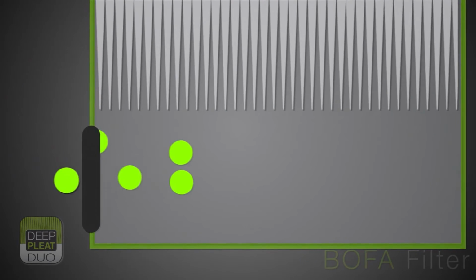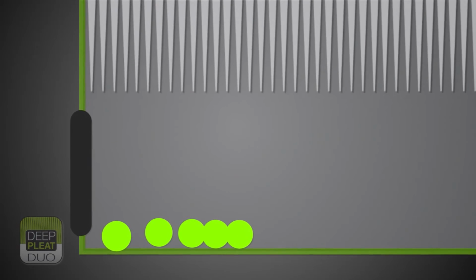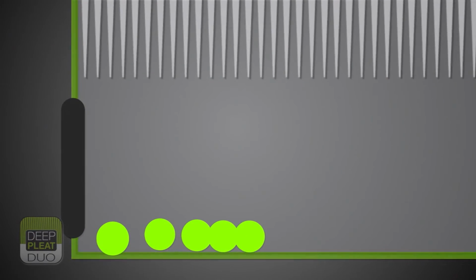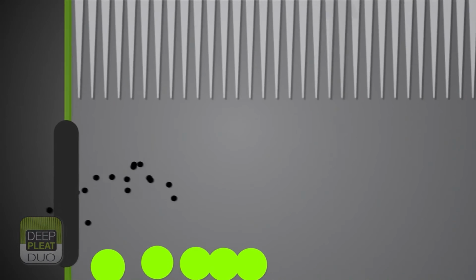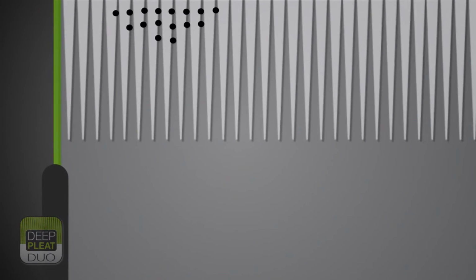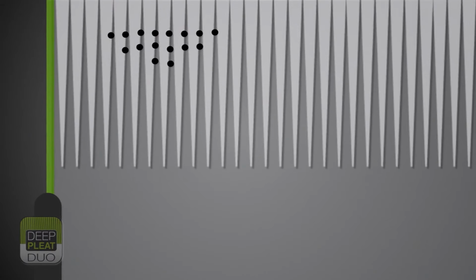As the contaminated air enters the chamber, the velocity is dramatically reduced, allowing the larger particles to fall to the bottom, and therefore clear of the filter media. The smaller, lighter particles are then retained within the filter pleats.